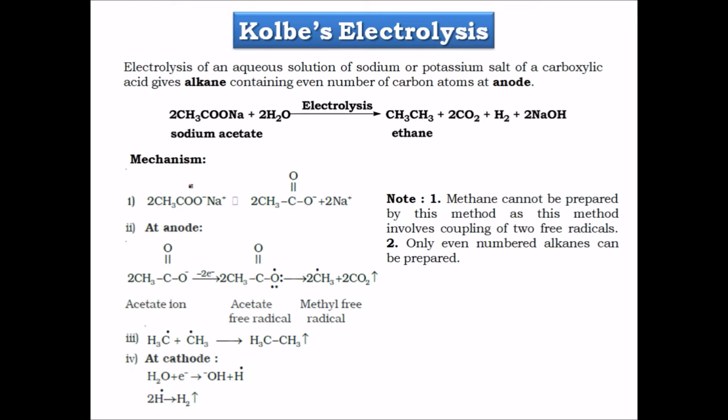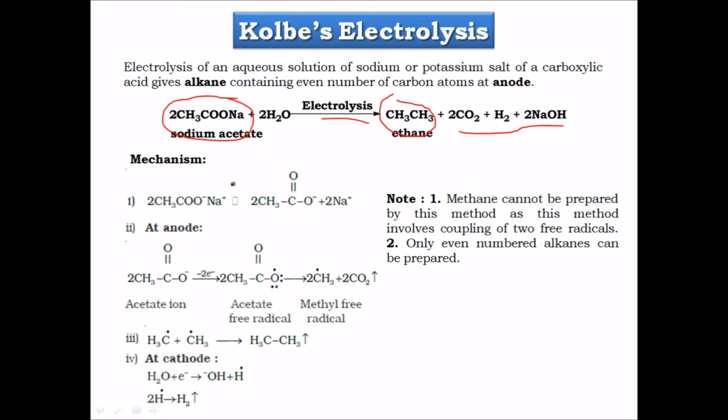You get this reaction, Kolbe's electrolysis reaction, in class 11th hydrocarbons topic. Kolbe's electrolysis, as all of you know, is a method of preparation of alkanes from the sodium salt of carboxylic acids. When the sodium salt of a carboxylic acid undergoes electrolysis, it produces an alkane, ethane if we start with sodium acetate. Along with that, we get byproducts like carbon dioxide, hydrogen, and sodium hydroxide.